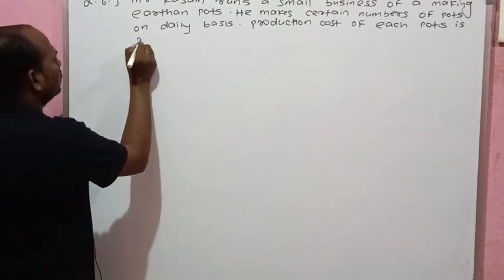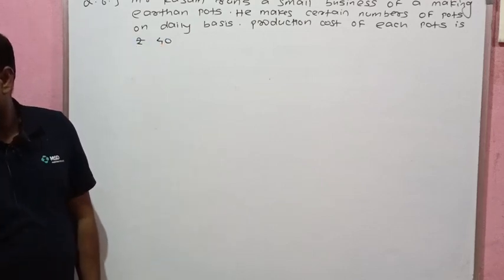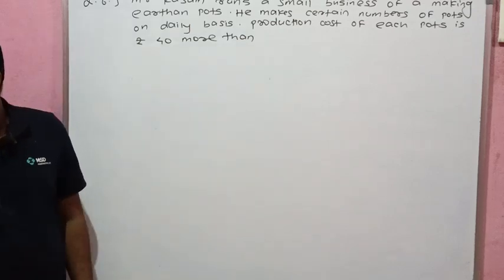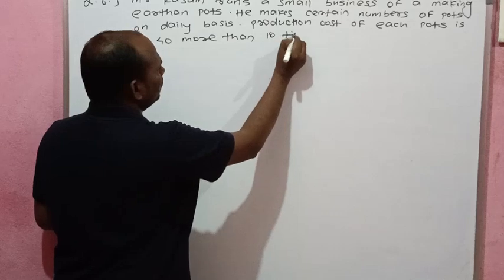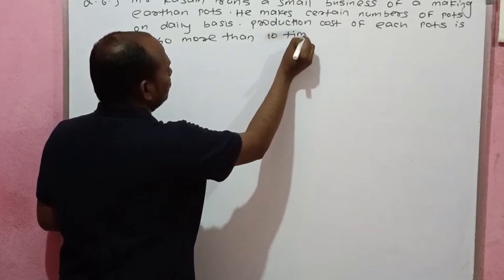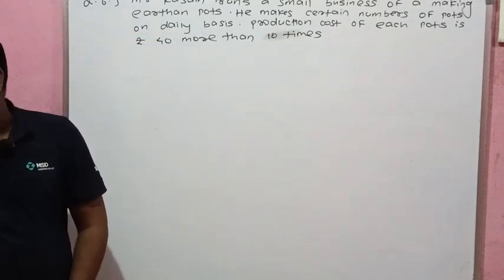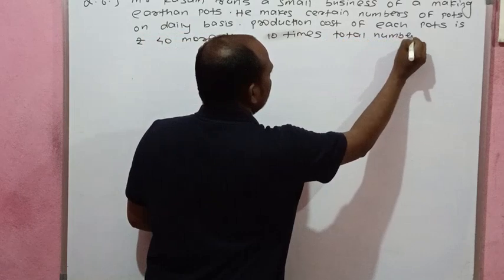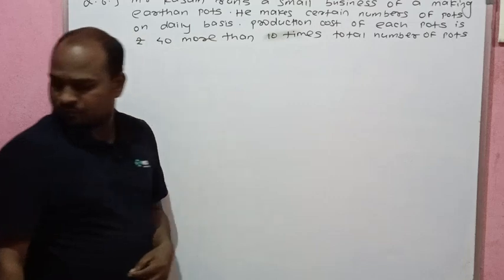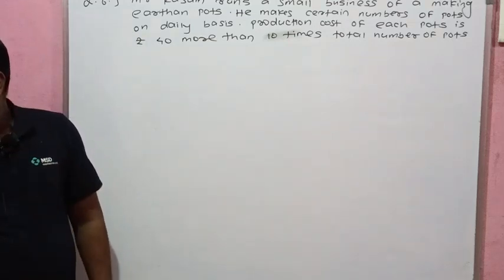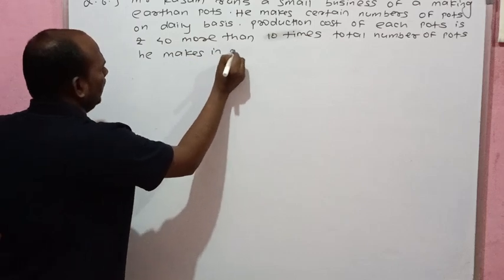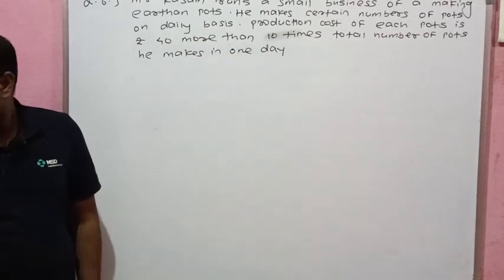Production cost of each pot is rupees 40 more than 10 times the total number of pots he makes in one day.